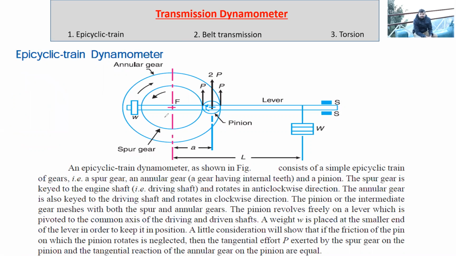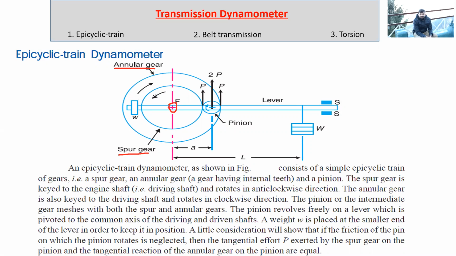Similar thing is used over here. So the sun gear is also called the spur gear, and the planet gear is also called the pinion gear. And the outside gear is, as usual, the annular gear. So let me explain you the working of this. The engine shaft or the driving shaft is over here, and this spur gear or the sun gear is rigidly mounted on this driving shaft. It is keyed on the driving shaft.